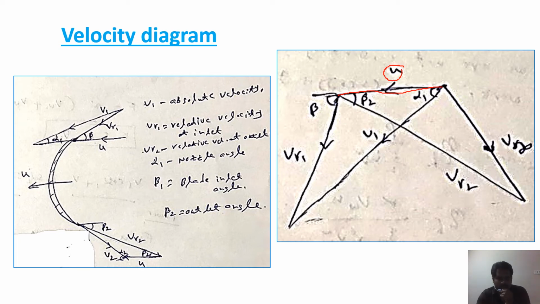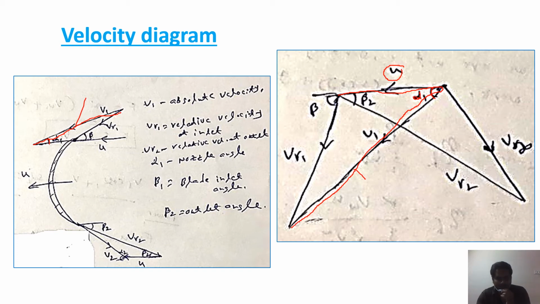V1 is the absolute velocity with the angle alpha from the blade velocity. So here V1 is the absolute velocity with the angle alpha. Okay, here the V1 angle and here the V1 angle, both are the same. So we have to draw in the same way.